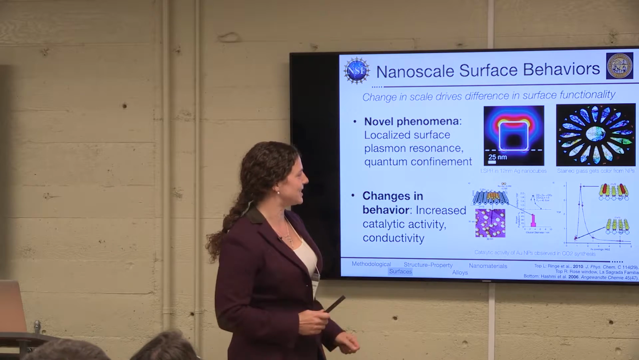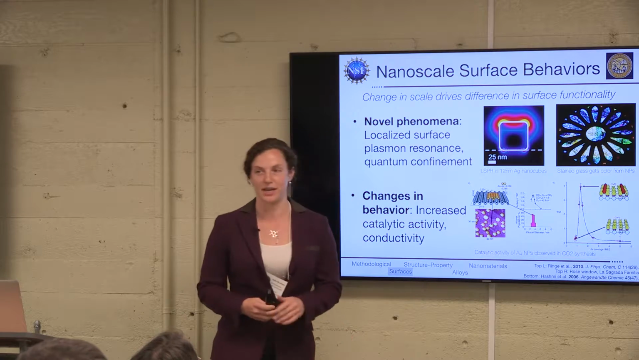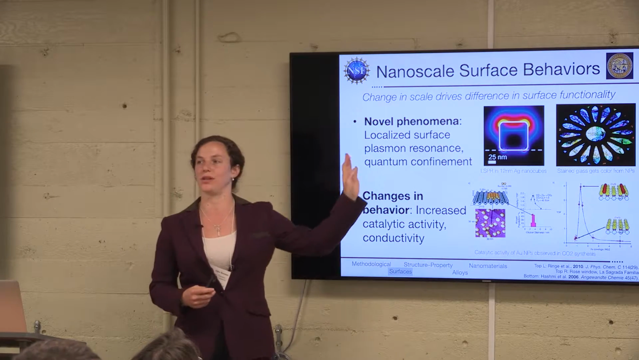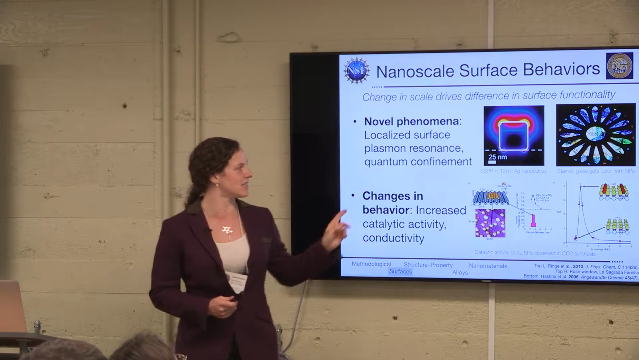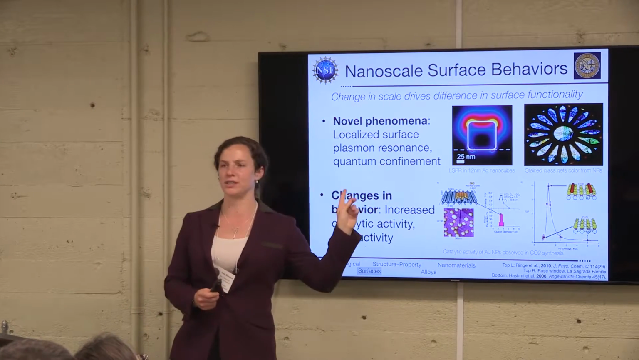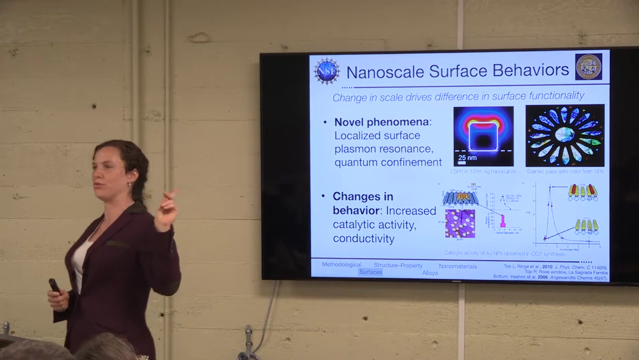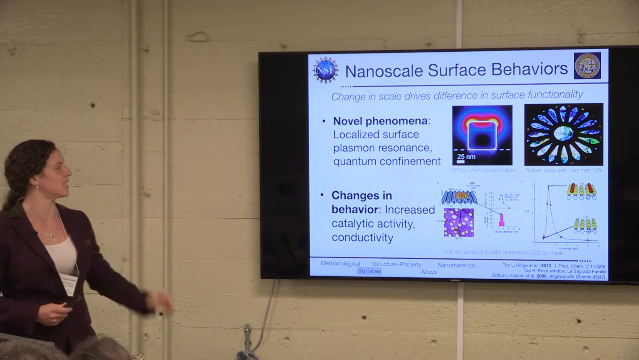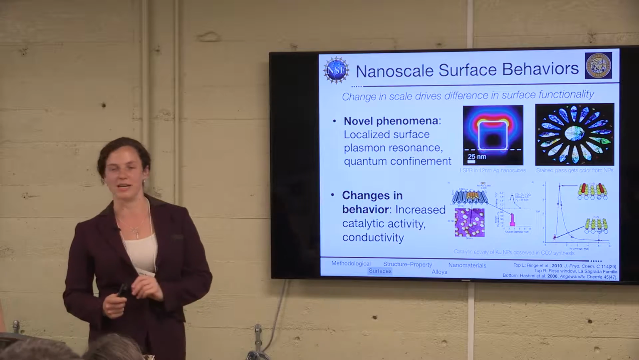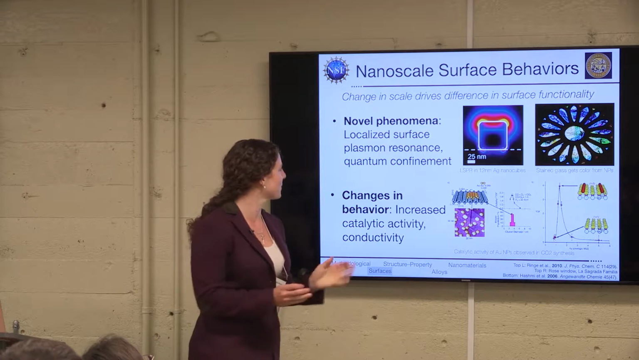Like things like localized surface plasmon resonance and quantum confinement, which is responsible for at least some old stained glass. This is actually Gaudi, that's late 19th, early 20th century, so probably too new for some of that stained glass. But it's my favorite picture of a stained glass window, so I'm leaving it up there.